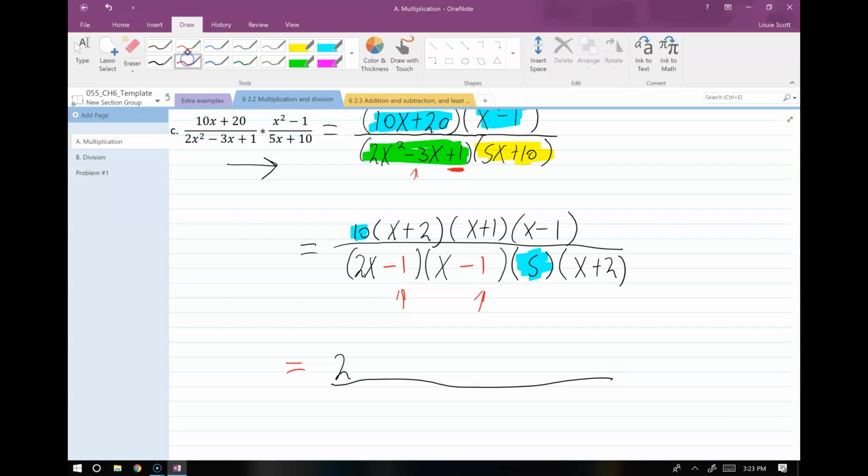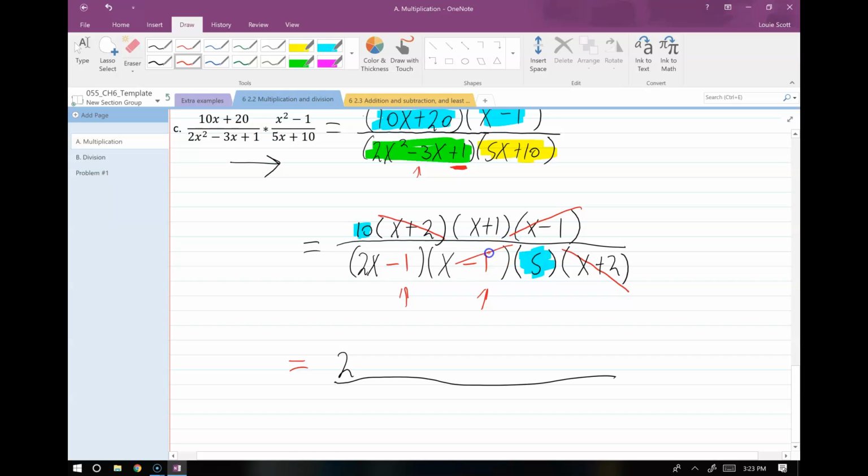Let's see now. My x plus 2's cancel. Now we're at the point where we're canceling stuff. Yes. My x minus 1's cancel. I dealt with my 10 and my 5. So all I have left is my x plus 1 on top and my 2x minus 1 on the bottom.